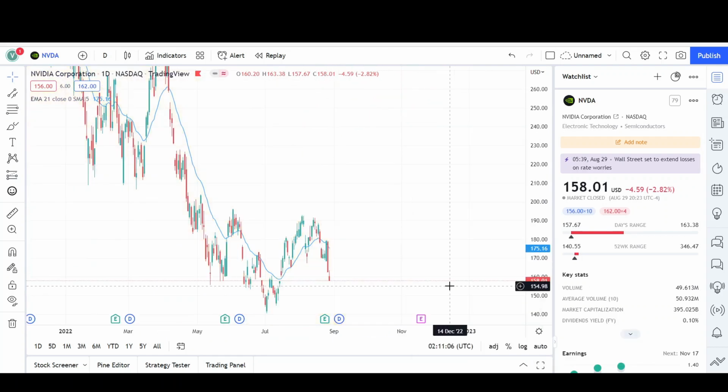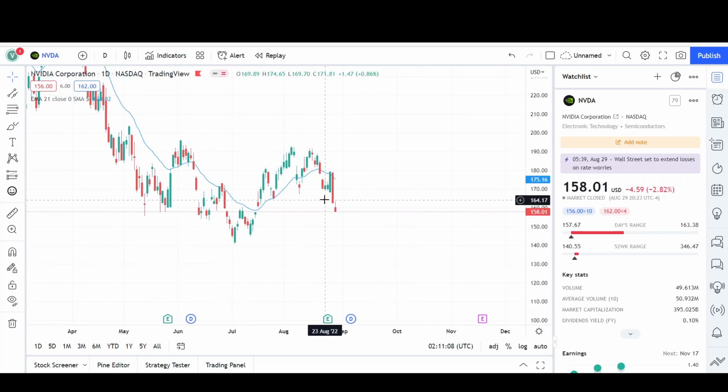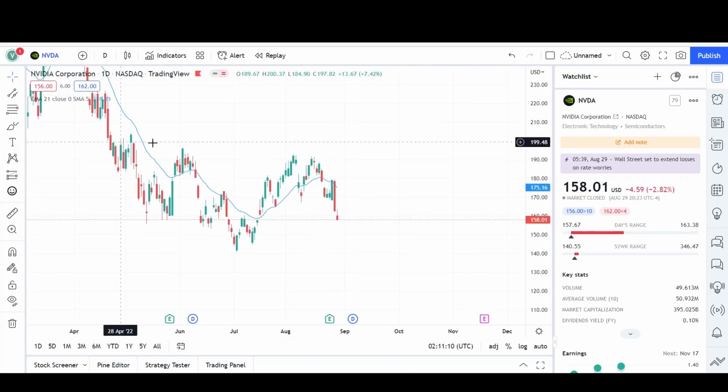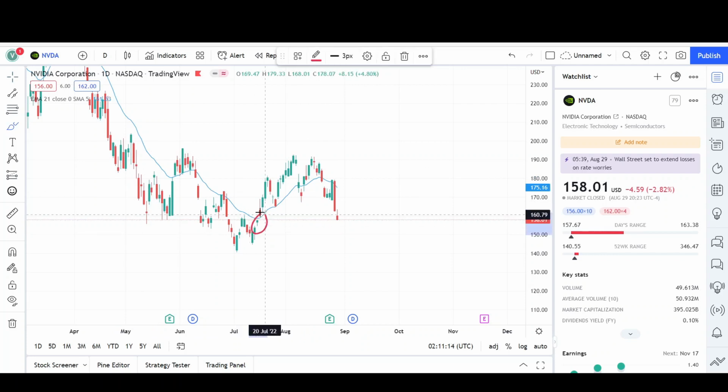Let me clear the drawings. Well, I do see two legs up, and this could be just a correction. But the thing is, it looks like the market does want to fill in these gaps right here, these empty spaces between the candles. And since the whole market's pulling back, I don't really think we're just going to get a bounce from here. There's really not a lot of support right where we are right now.